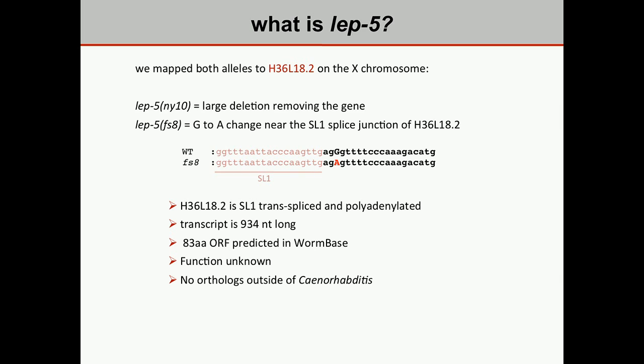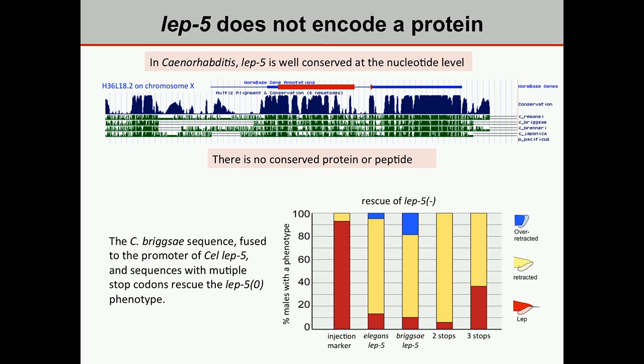There is a short ORF predicted in WormBase, but the function is unknown because it's not conserved. However, the sequence is well conserved across Caenorhabditis species. So you can see this here in a screenshot from the UCSC genome browser. Blue and green indicates conservation at the nucleotide level. Surprisingly, there's no conservation at the protein level. So there's no conserved protein or peptide. So we were thinking that this may actually not act as a protein.